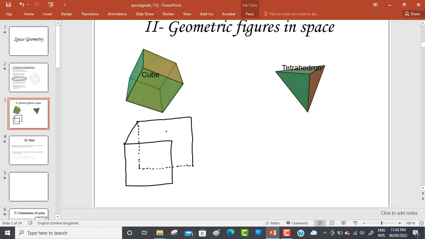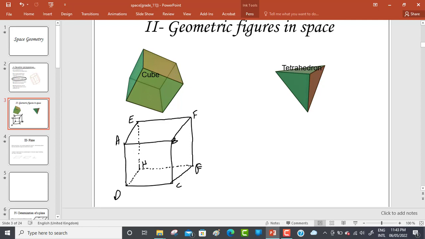Connect the points, and this cannot be seen, so it has to be drawn as dotted. This is the cube ABCDEFGH. For example, ABCD is in the front plane, so it's drawn as a square. BFGC is also a square, but it's not in the front plane, so you have to draw it as a parallelogram. You know that it's a square, but when you draw it, it's a parallelogram.